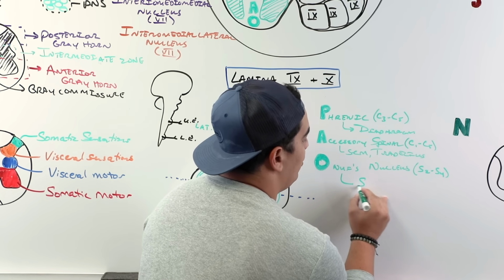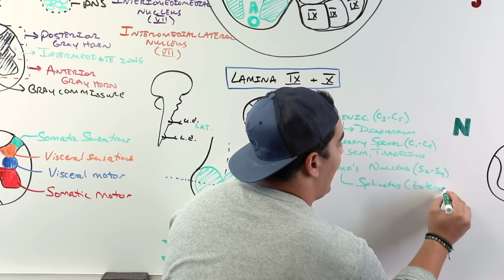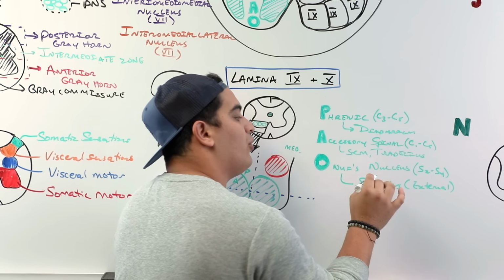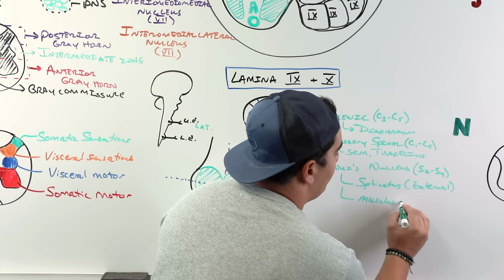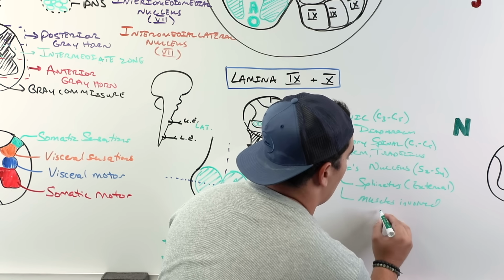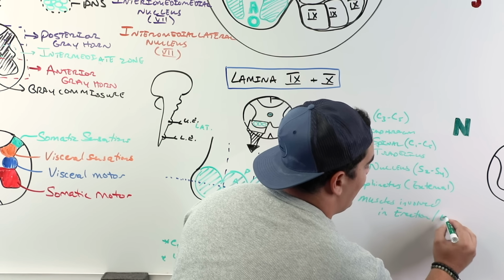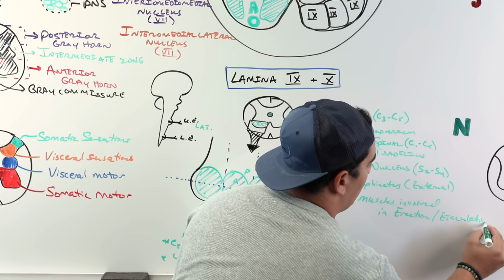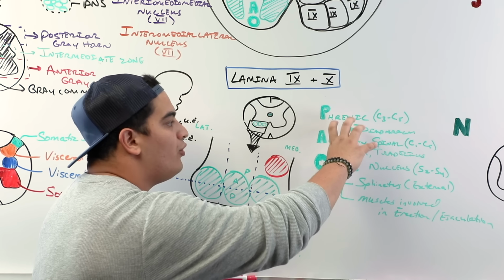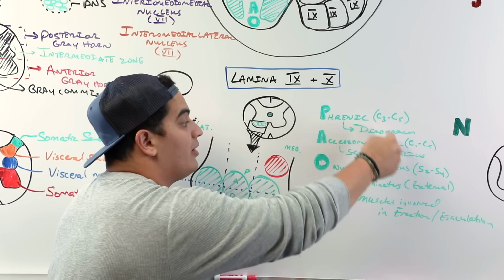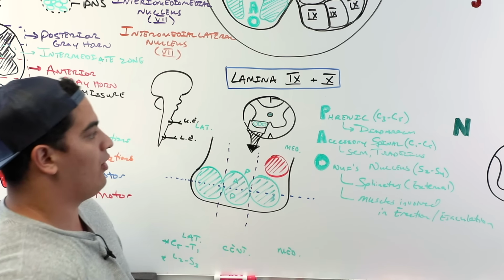Beautiful. Onuf's nucleus. This is only present from S2 to S4 in that central nuclear group. And this is going to be going to your sphincters. The external sphincter, so the external anal sphincter and external urethral sphincter. And it also goes to the muscles involved in the erection and ejaculation process. Okay? So that is another thing I want you guys to remember. So again, within that central nuclear group, there are specific nuclei that are scattered in there that are only present at these segments of the spinal cord.